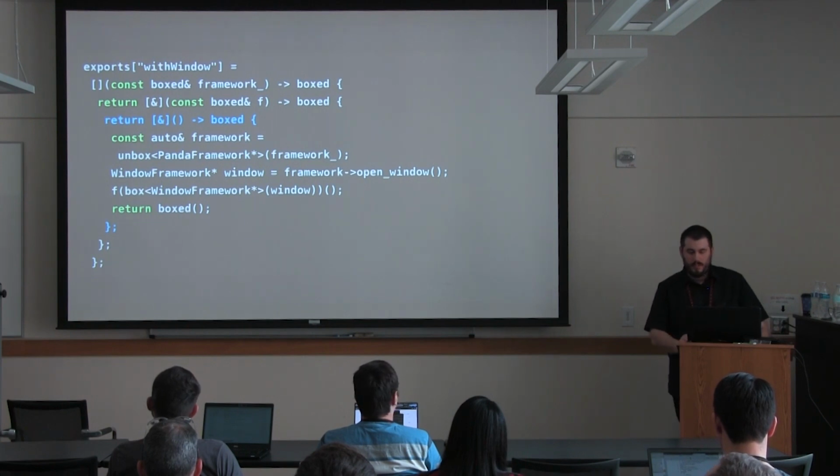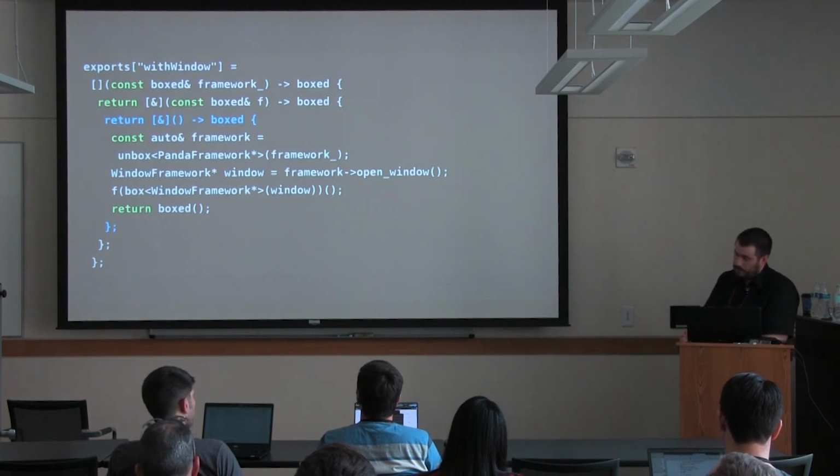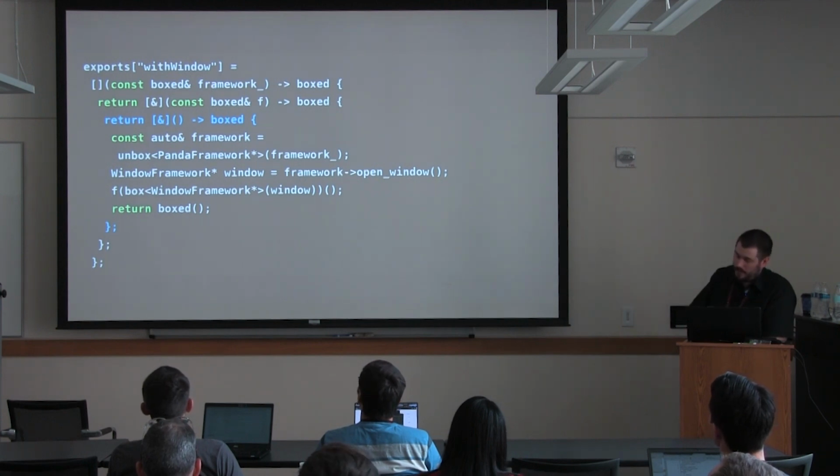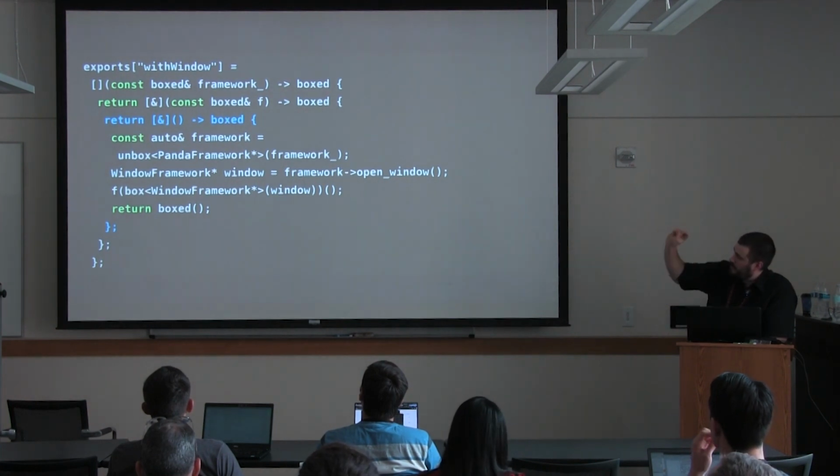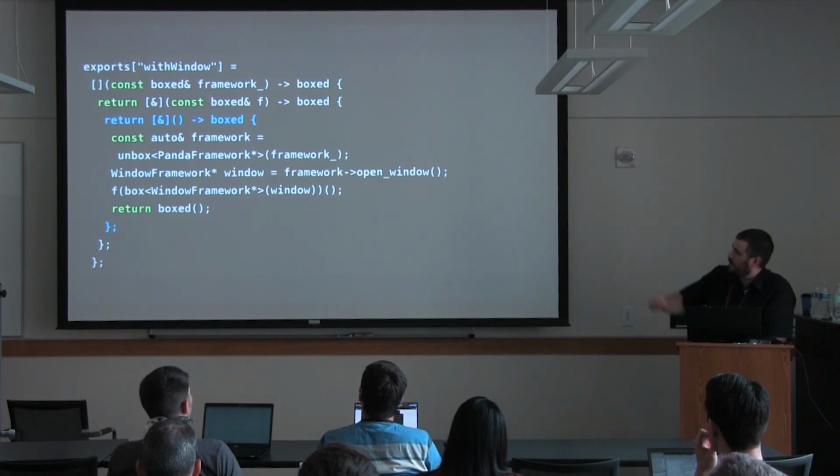And what withWindow does is run a callback with a Panda 3D window. So to do this, it unboxes the pointer to the framework. It opens a window. It assigns a pointer to the window, boxes the window up, then evaluates the callback, and then returns an empty box value.